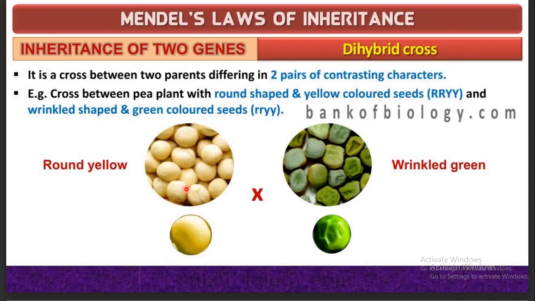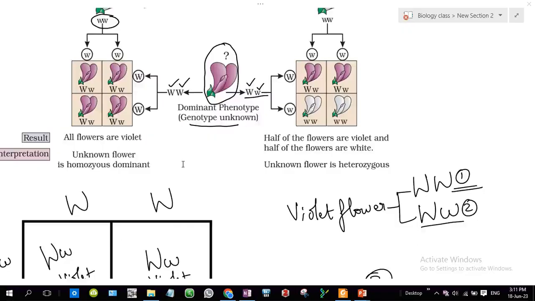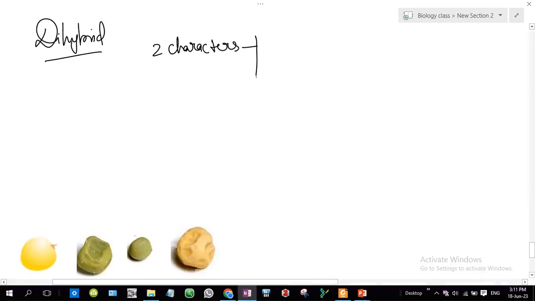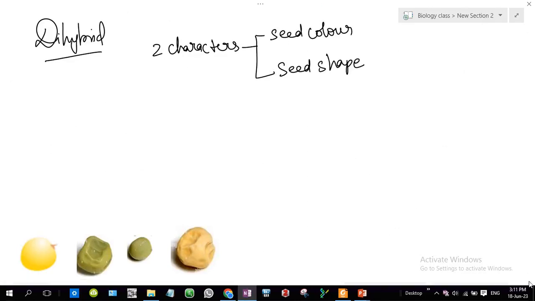So in dihybrid cross, there are two concepts which are taken here. Two contrasting characters are taken here. Okay, what are the two contrasting characters? Seed color and seed shape. Okay, they are the two characters which have been taken here. Let's see. So in a dihybrid cross, we take two characters: the seed color and the seed shape. Okay, so these are the characters.